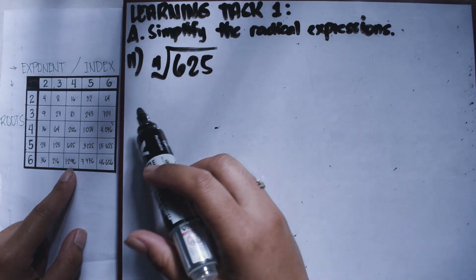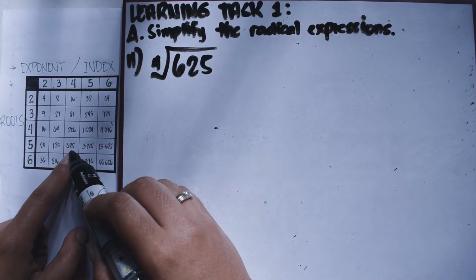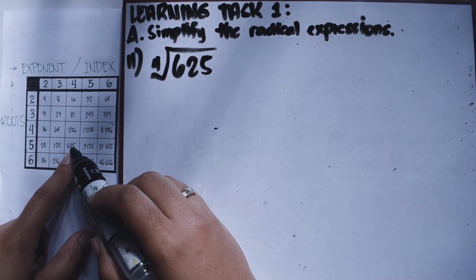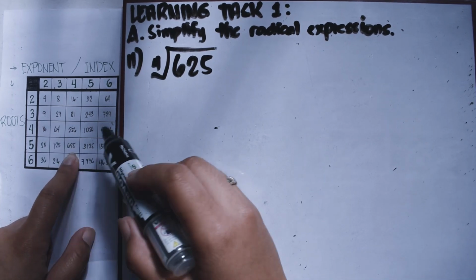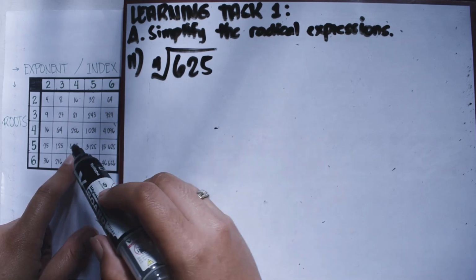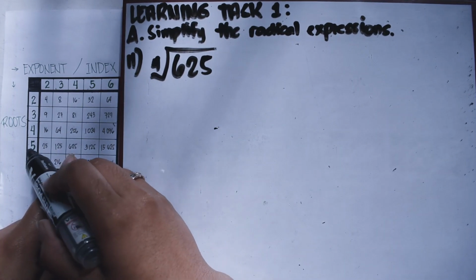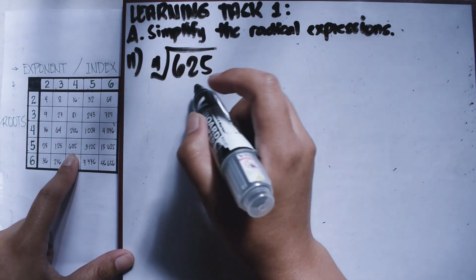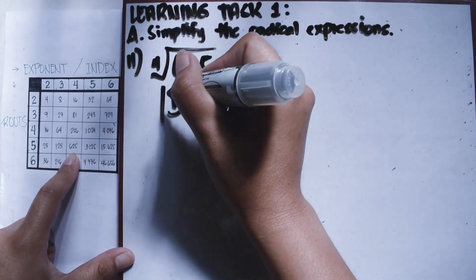Now, tignan natin sa table. Yan, kung mapapansin nyo sa table, ayun siya oh, meron pong 625 dito. So therefore, ang ibig sabihin nun, ang 625 ay may perfect 4th root. Which is, ano yung perfect 4th root niya? Ayun sa ating table. Siya ay 5. So therefore, ito po, the answer na agad-agad will be 5.